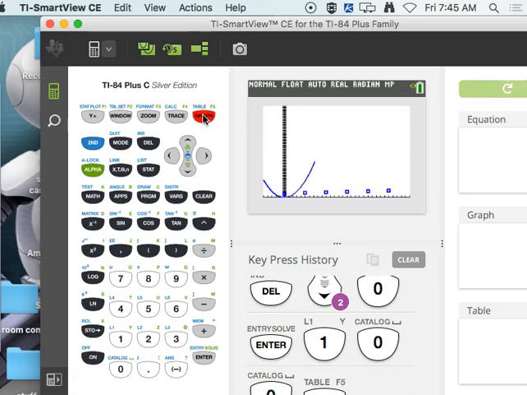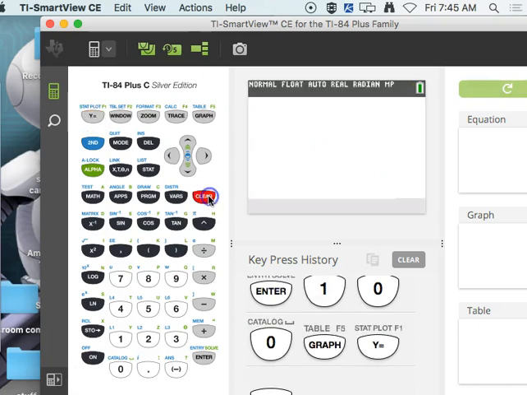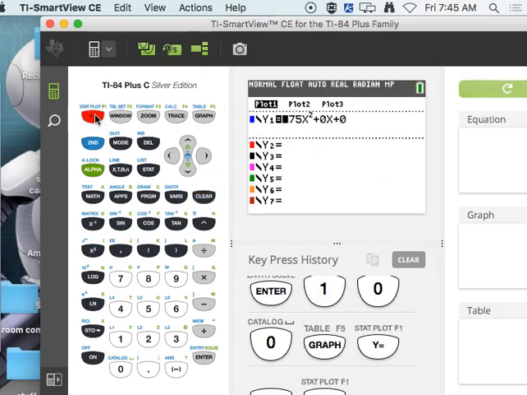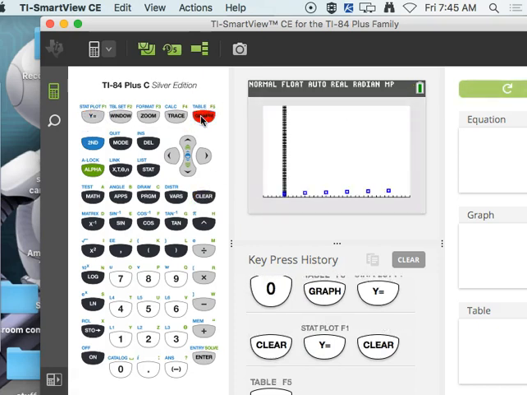And actually, I'm going to have to turn off my parabola. Y equals here. And it looks like that.